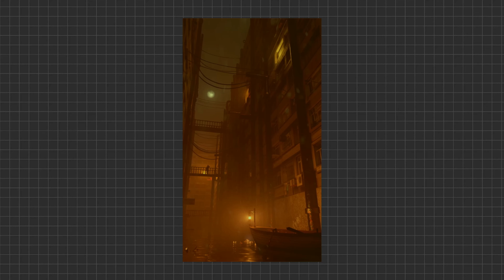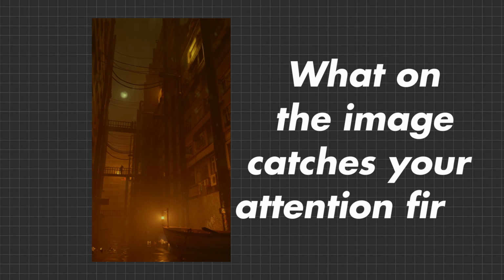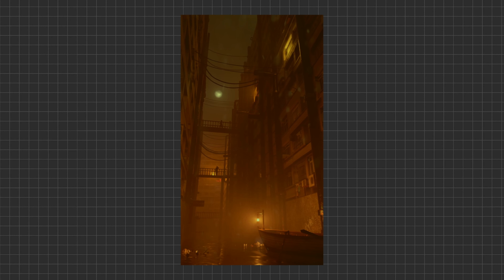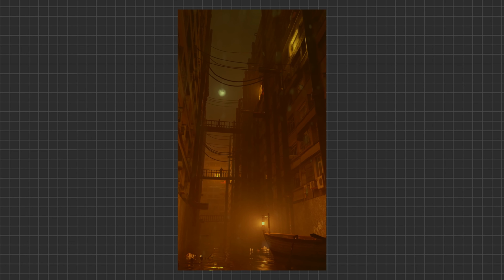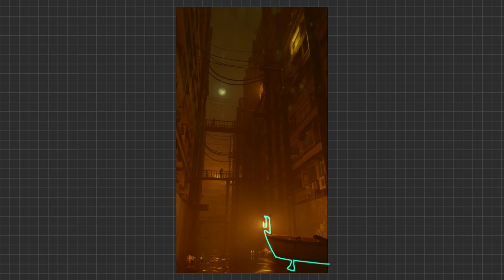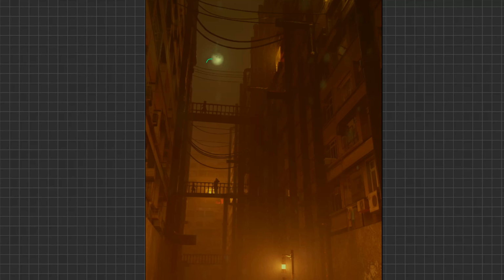If I would ask you what on the image catches your attention first, the answers may be quite different from person to person. Many of you would probably say the boat, which is quite obvious because it's in the foreground of the image. But some others would probably say that they saw the people on the bridges first, or even the moon, or the lights in the windows. And this is the problem.